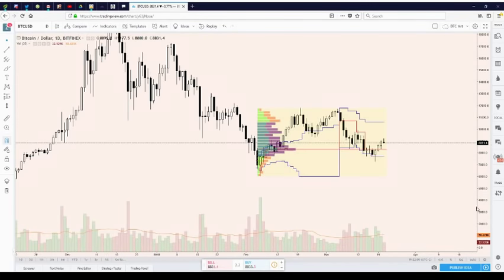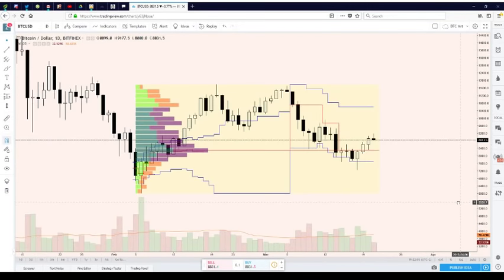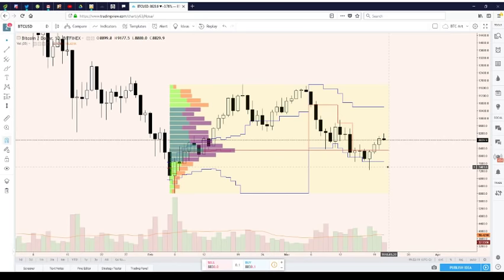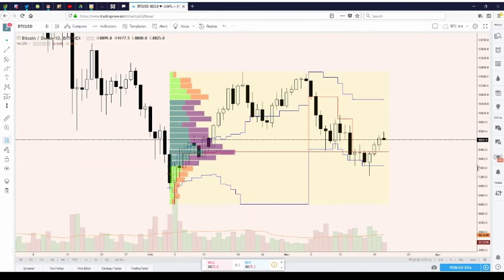So let's just go through some of the names of the items. You've literally got this, which is your volume profile. Like I said, it gives you more information about volume at a certain price rather than volume at a certain time. So it allows you to find areas of resistance and support, and it helps you to understand price action a little bit easier.